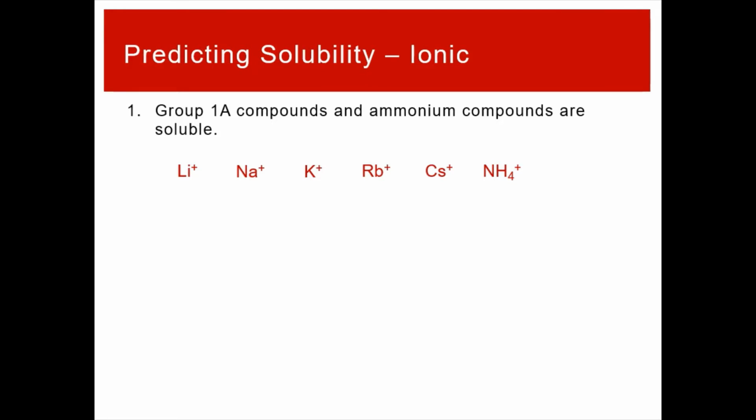Rule 1: Group 1A compounds and ammonium compounds are soluble. Group 1A is my alkali metals. So any ionic compound containing an alkali metal or ammonium, hey, that's why we learned it, is going to be soluble. That means lithium, sodium, potassium, rubidium, cesium. Those ions are always going to indicate that it's a soluble compound. Again, it doesn't matter what the anion is. These things are going to be soluble.